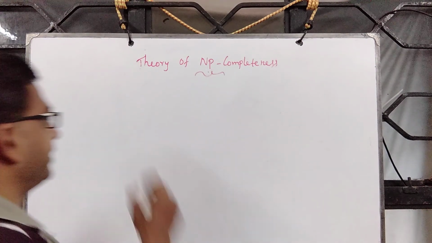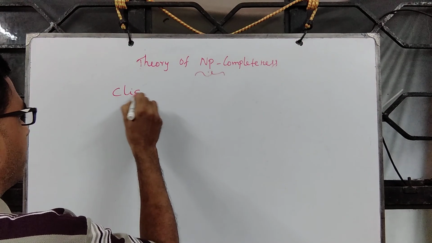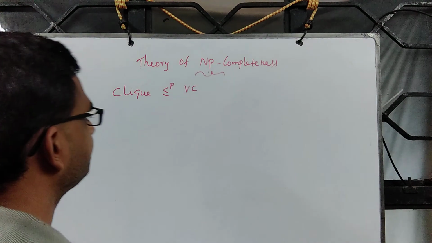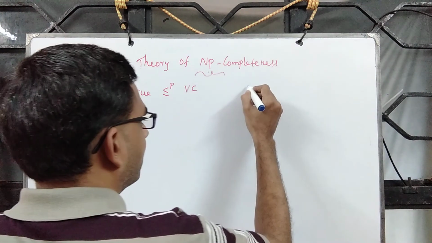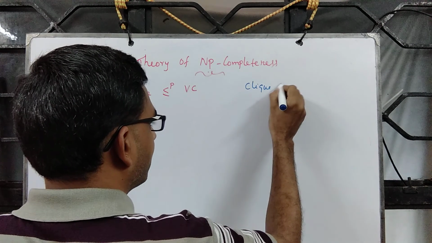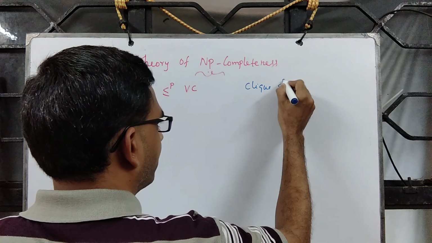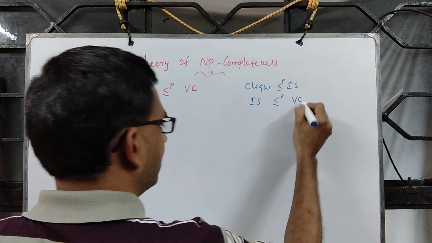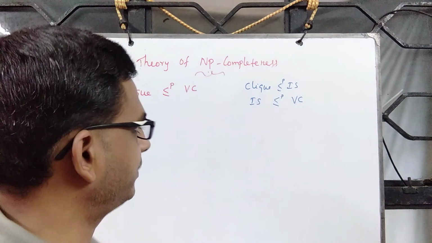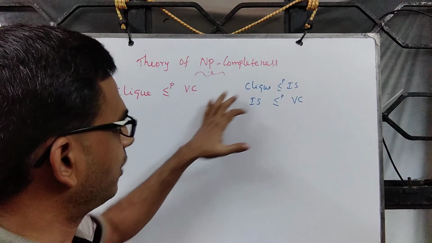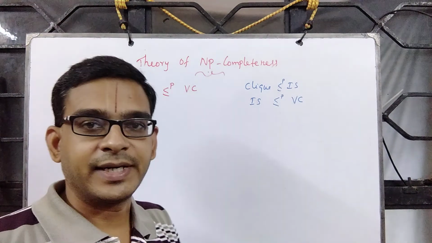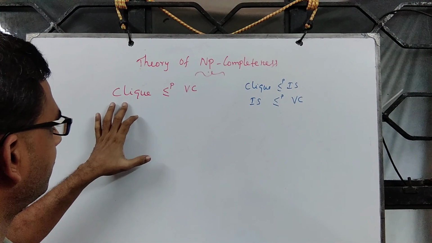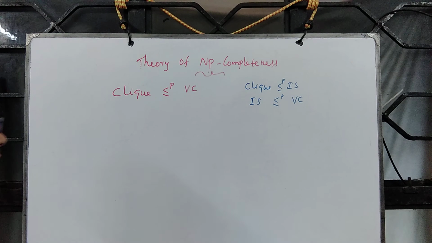Our next case study for discussion is that clique polynomially reduces to vertex cover. Remember, we know how to reduce clique to independent set in polynomial time, and independent set to vertex cover in polynomial time. Both are deterministic in nature. Now one can use the transitive relationship and bring a reduction from clique to the vertex cover problem.